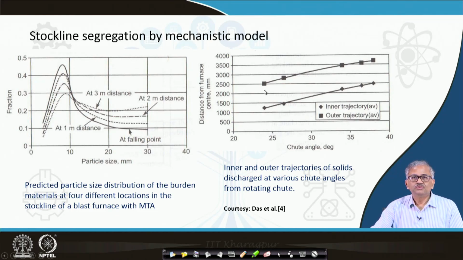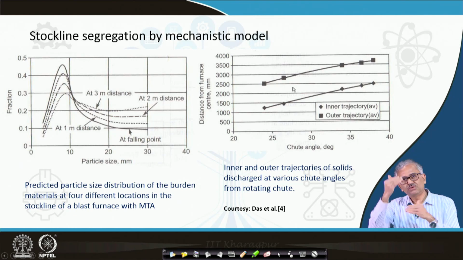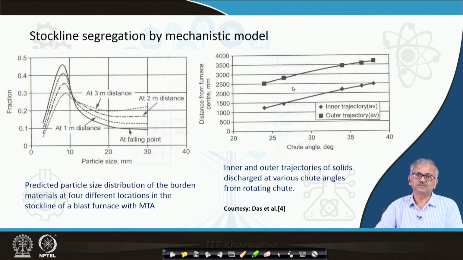And then using this model, Das et al. have been able to calculate what will be the inner and the outer profile of the trajectories. The outer trajectory is where lighter and bigger particles will move, and the heavy solid particles will move through the inner trajectory. So all the solid will basically fall within this outer and inner trajectory.